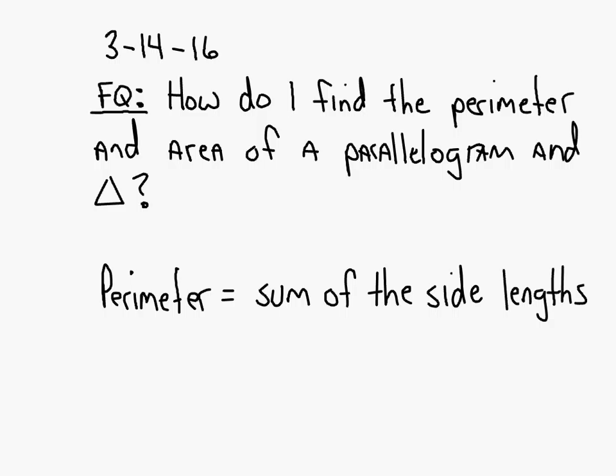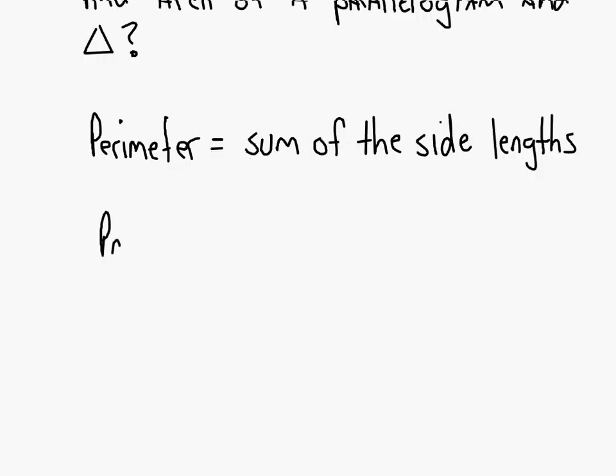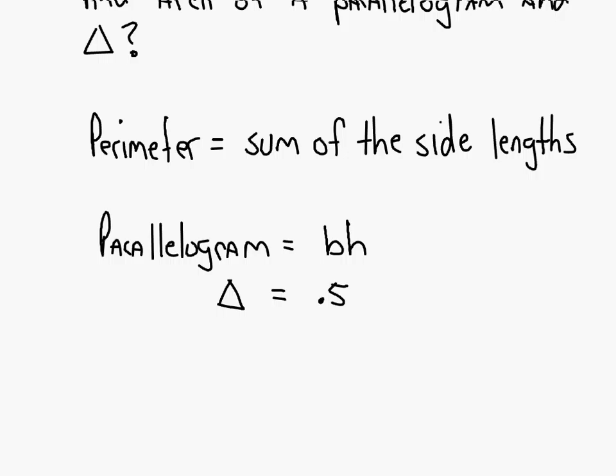Your two area formulas. Parallelogram: that area is equal to base times height. Area of a triangle is equal to 0.5 times the base times the height, or you can do base times height and divide it by 2. They're both the same.